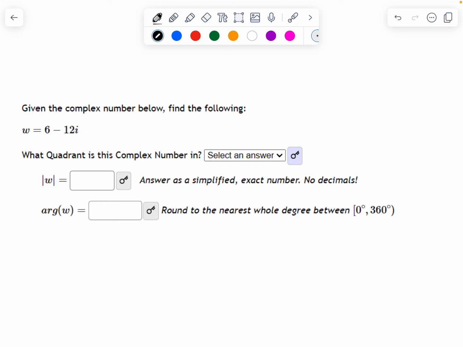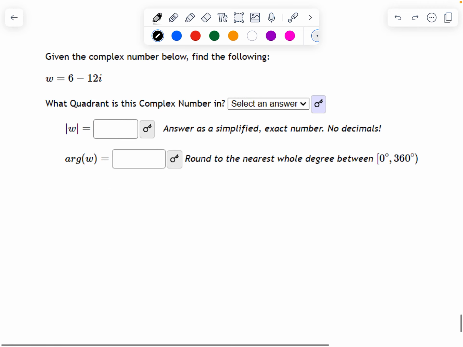Alright, it asks us to determine which quadrant we're in for the complex number, find the modulus of the complex number, and then find the argument of it. Now this first blank and the argument are tightly linked. The modulus is the only thing that's on its own there.